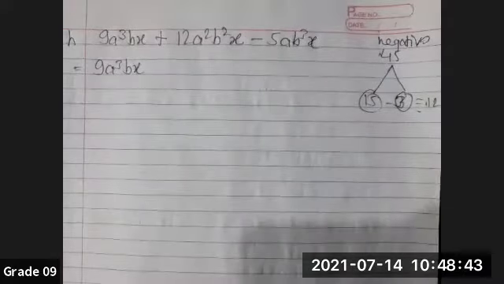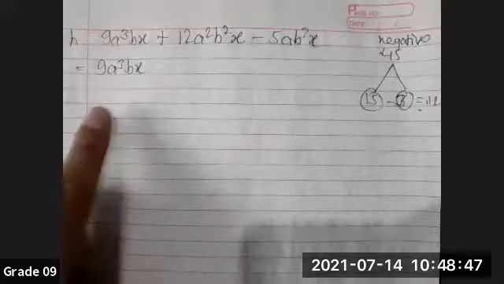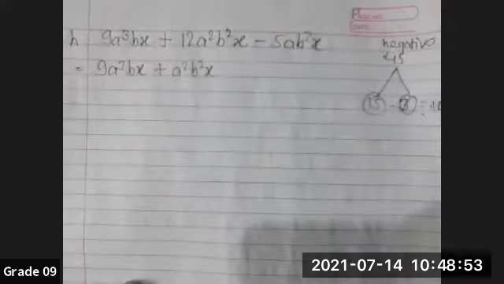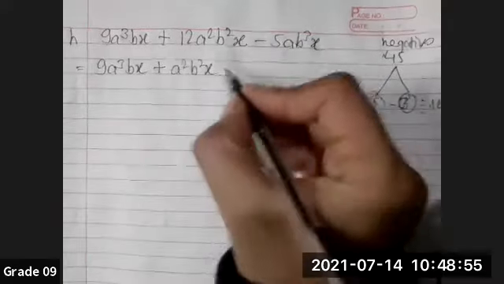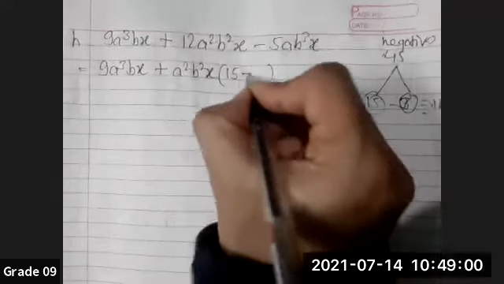Because of so many alphabets, we might get confused. So don't worry about it. Just think about the middle term and coefficient. Other things copy paste. So a square b square x I'm writing in front like this. Okay, why? Because I'm going to break the 12 into two parts, and that is 15 and 3.